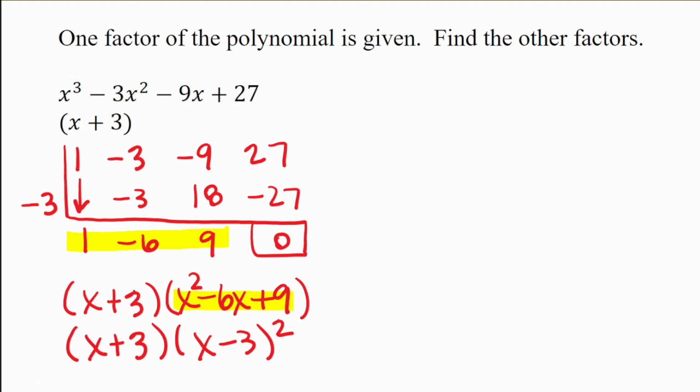Okay? So with this problem type where you're given one factor and you're asked to find the other factors, you're going to start by running the first one through synthetic division. You're going to look at the quotient and have that as one of your factors, and you're going to see if you can factor that anymore. Okay, so let's try this.